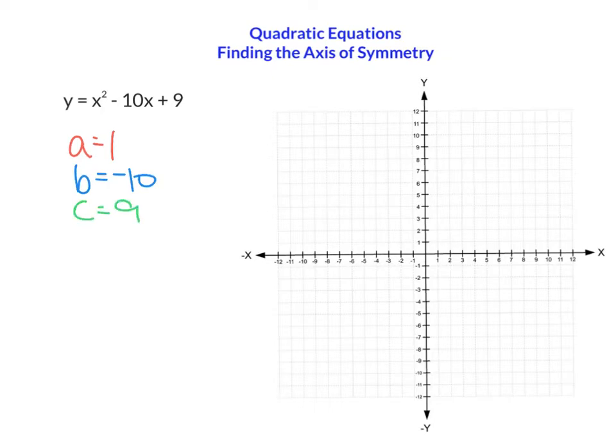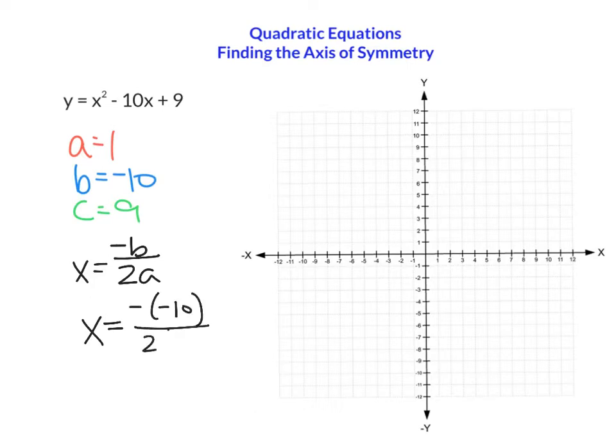So the reason I need those values is in order to find the axis of symmetry, I am going to use the equation x equals -b divided by 2a. That's going to give me the equation of a vertical line that's going to be my axis of symmetry. So if I look at my problem here, I have -b, so -10 divided by 2 times my a, which is 1.